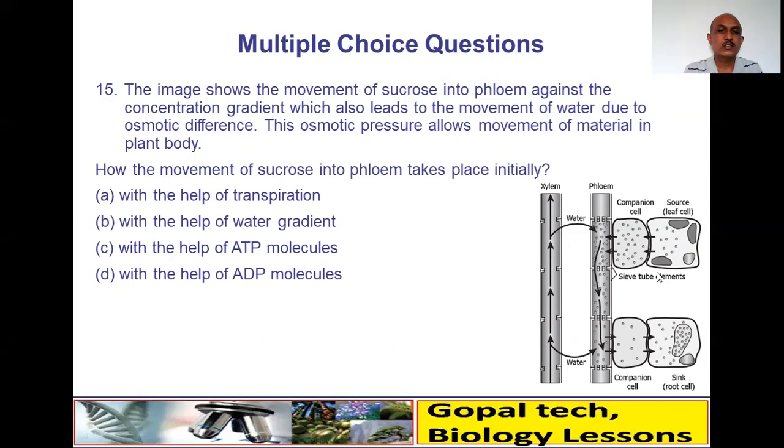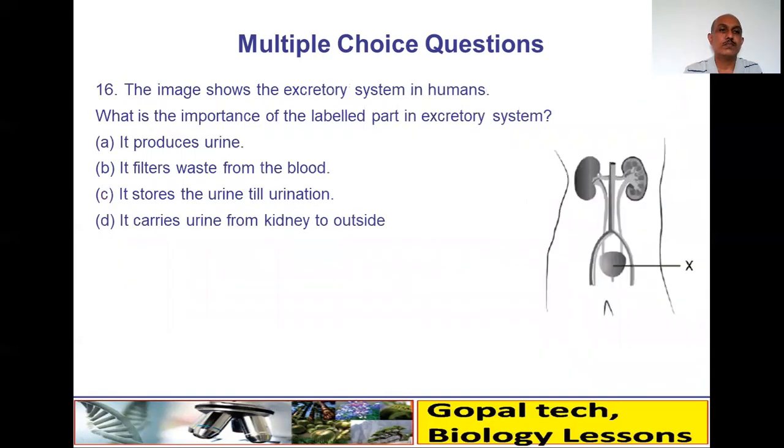Yes. So the correct answer is C, with the help of ATP molecules, because it is an active process. It will use the ATP to move that food from higher concentration to lower concentration.